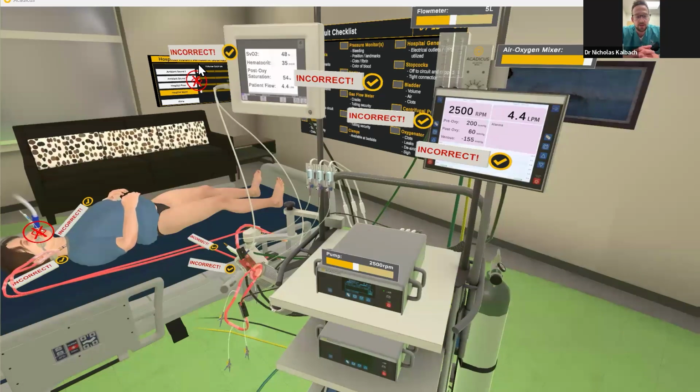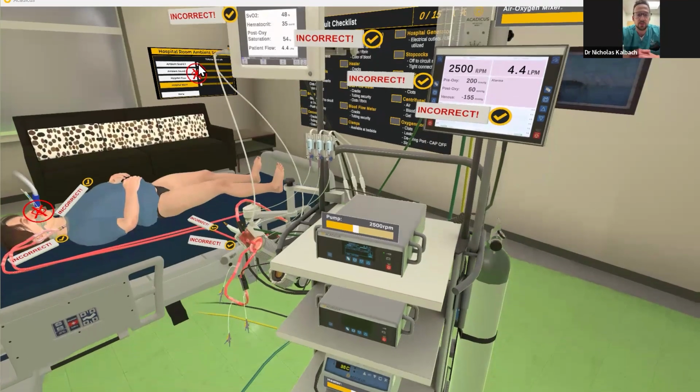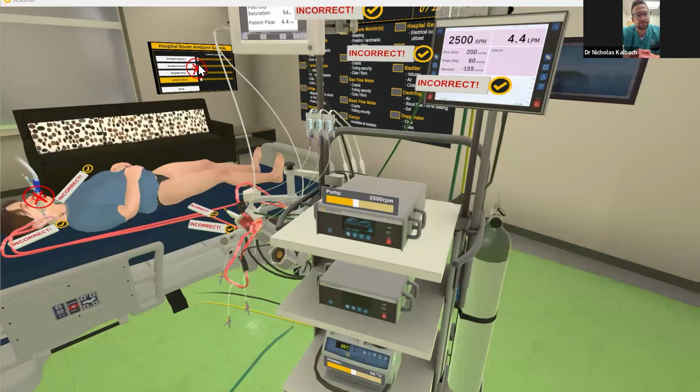And all the way at the bottom is a warmer, essentially, that will help maintain our patient's temperature, since they have such a large amount of their blood volume flowing outside of their body. So we use that in order to help regulate their temperature.